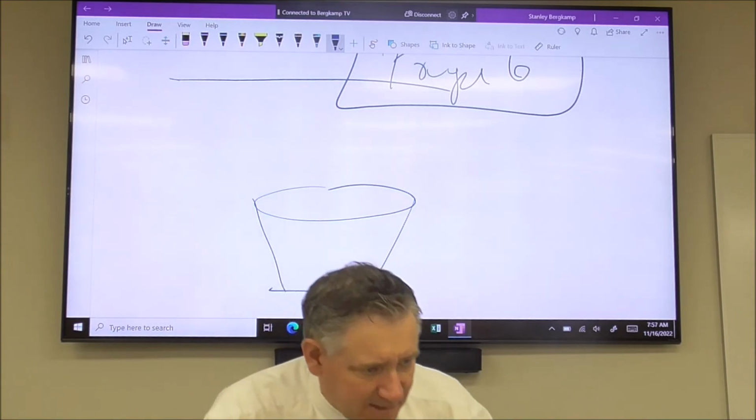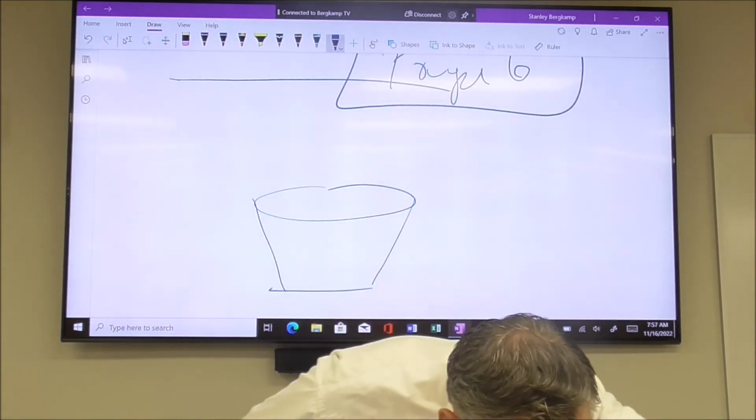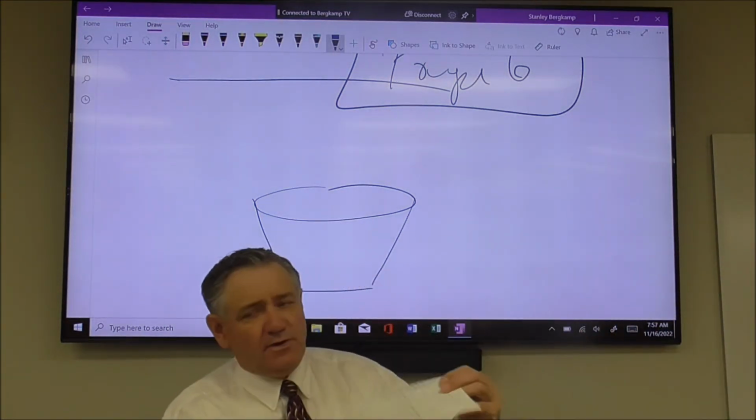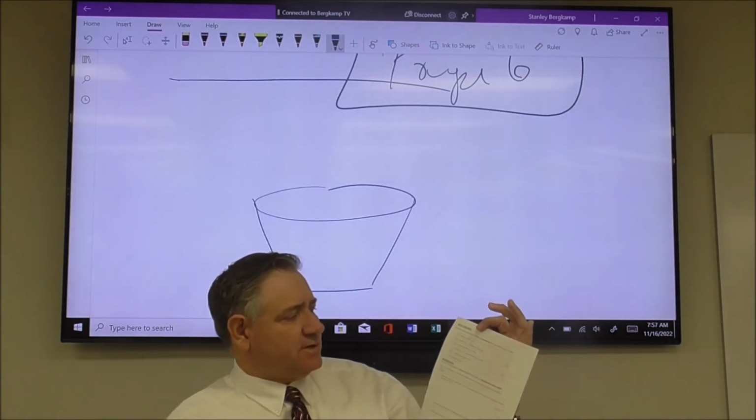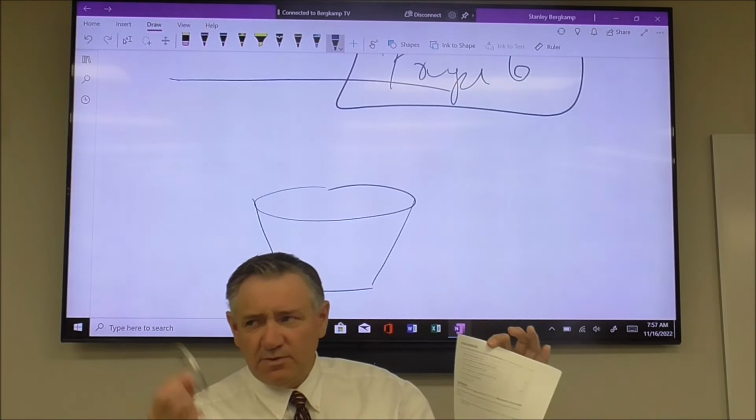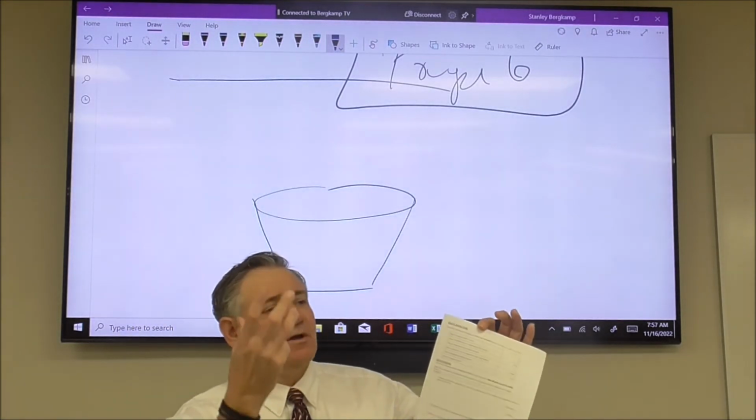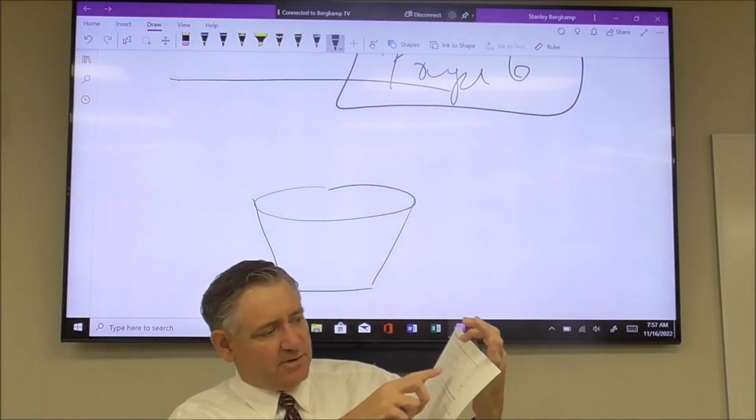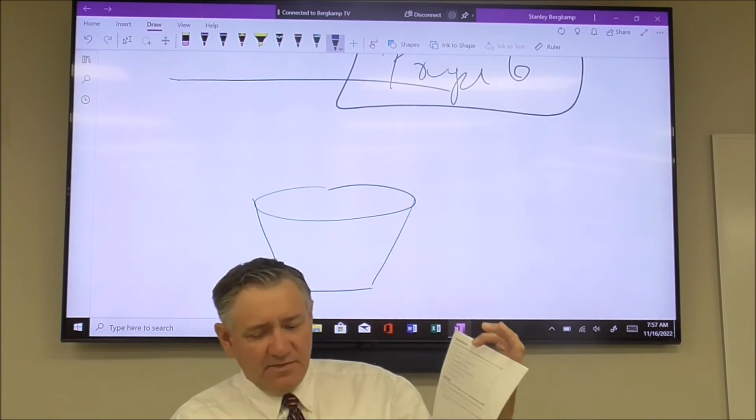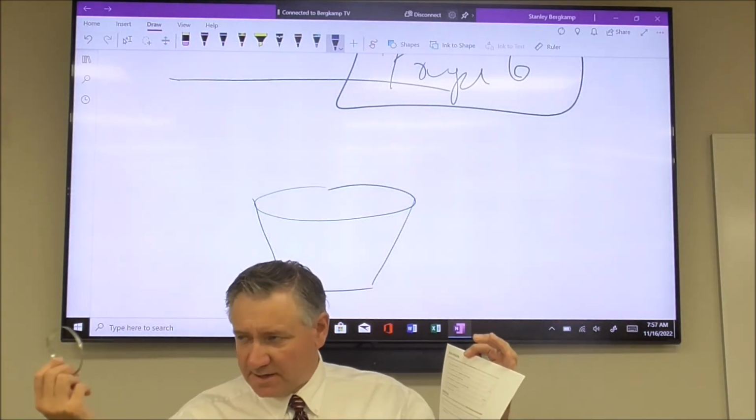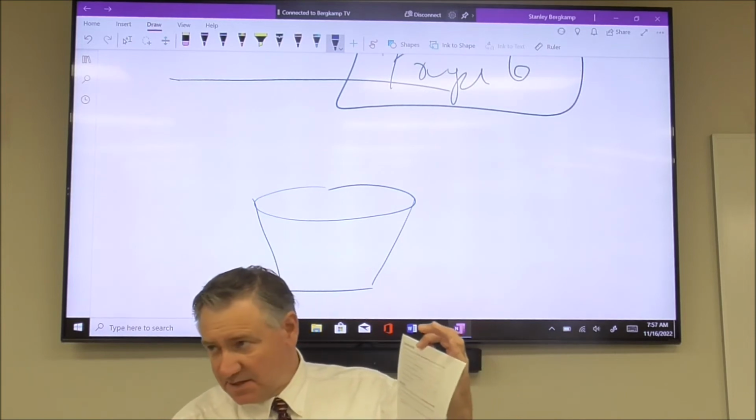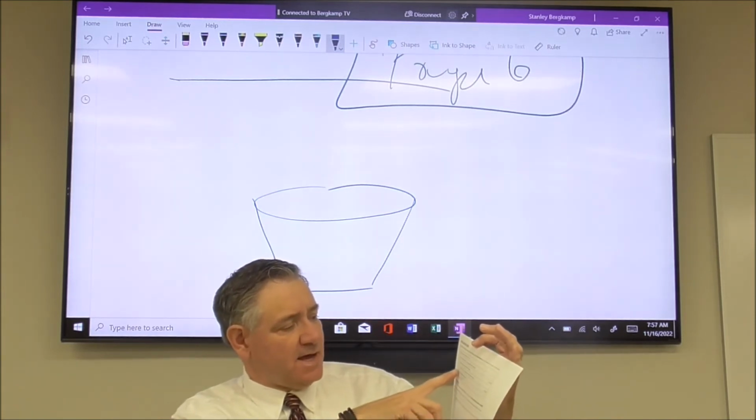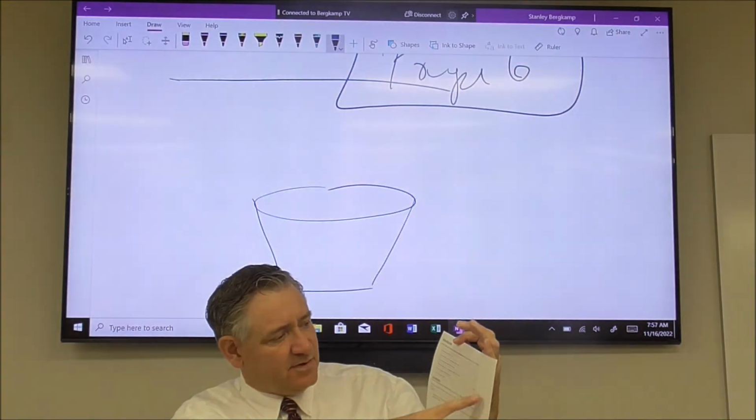If you look at that data table, borrow this for a second, okay, on the data table, you're going to need a whole bunch of information. You're going to need the mass of the empty crucible and cover. So before you even put this magnesium ribbon in there, you're going to put it on the scale and find that empty mass. Then you're going to put the magnesium ribbon in it. Then you're going to find that mass again. And then from that, you're going to find the mass of the magnesium.